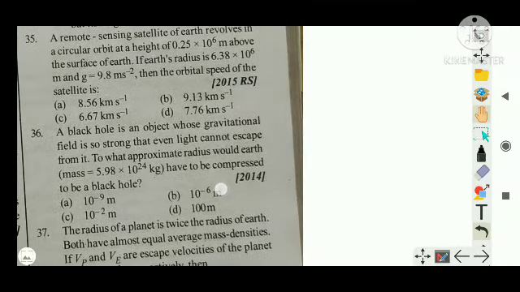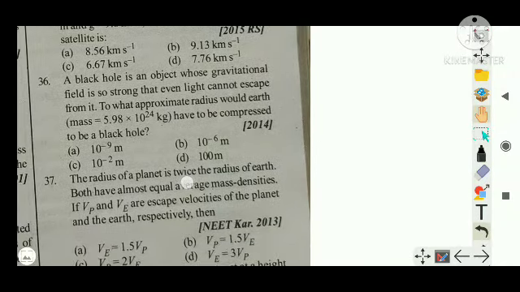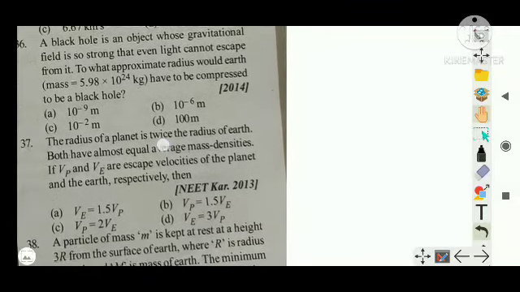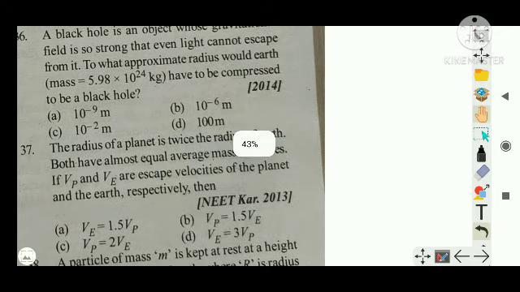Now the next question is of a black hole. A black hole is an object whose gravitational field is so strong that even light cannot escape from it. To what approximate radius would Earth have to compress to become a black hole? So again that means the escape velocity is such that light cannot escape. That is the case in the case of a black hole. So that means the escape velocity is minimum equal to the velocity of what? Light, right?